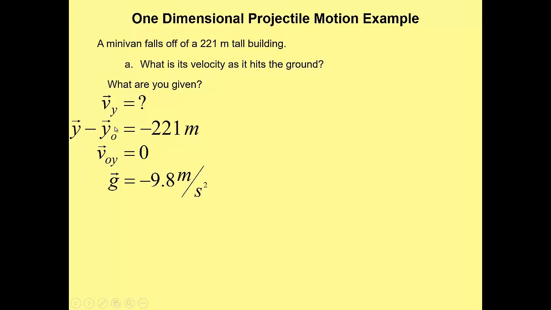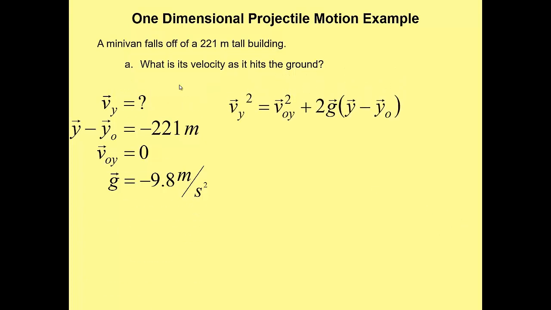So we're looking for the final vertical velocity. We know the vertical displacement, the initial vertical velocity, and the acceleration. So we have 4 kinematic equations. Which one should we use? The big hint here is what we don't have, which is the time. And there's only one equation that doesn't have time in it, and that's the 4th kinematic equation. Final vertical velocity squared equals the initial vertical velocity squared plus 2 times the acceleration times the vertical displacement.